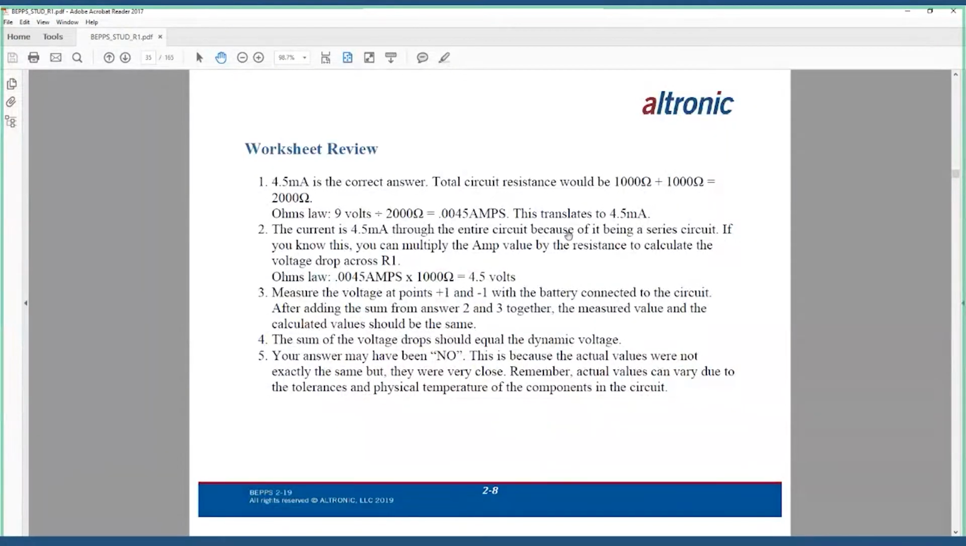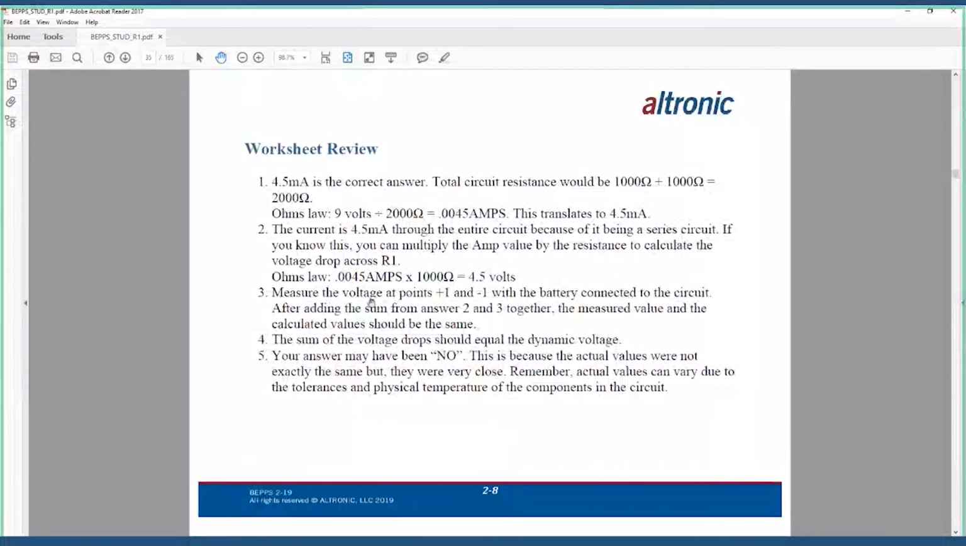So remember, the current stays the same through a whole series circuit, it doesn't change. If you know this, you can multiply the amp value by the resistance, and that's what we just did in the last math formula I worked out to calculate the voltage drop across resistance 1. So there's the math shown out. The amperage, 0.0045 amps times 1,000 ohms equals 4.5 volts.